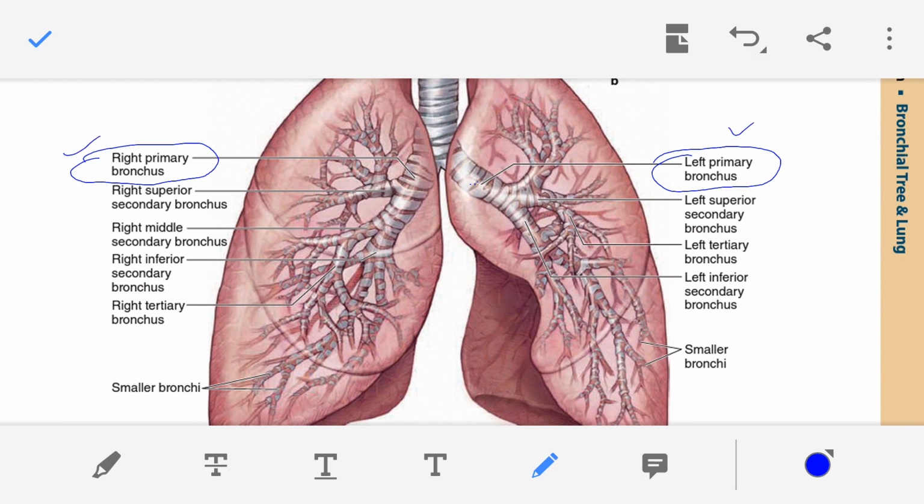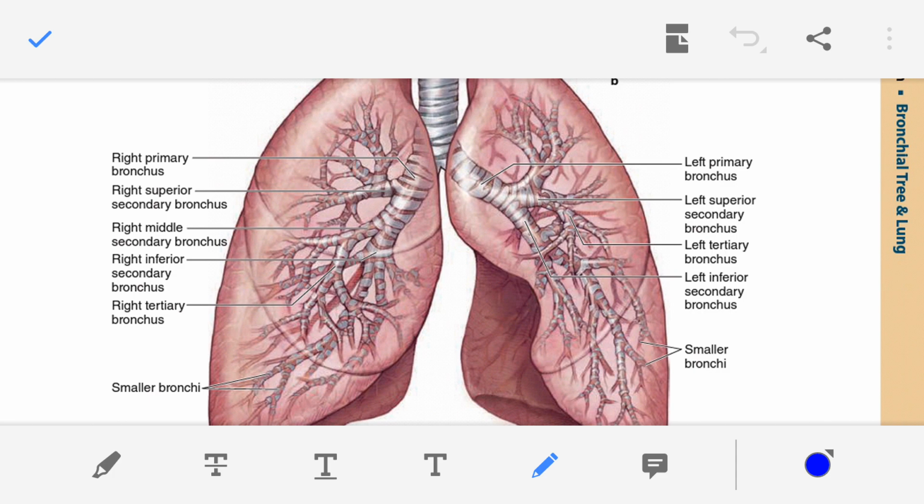Now what is happening to this left primary bronchus? It is dividing into 2 branches, this one and this one. The left lung has 2 lobes, so this new branch is known as the left superior secondary bronchus, and this branch, because it is going to the inferior lobe, is known as the left inferior secondary bronchus.